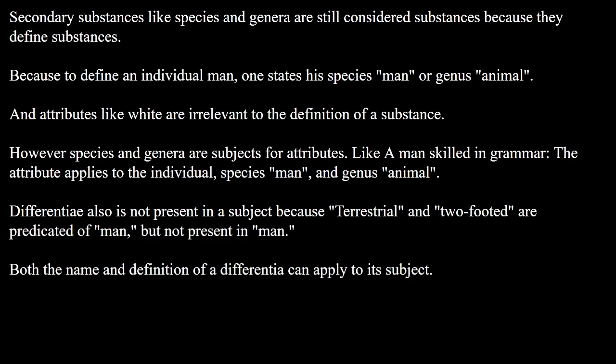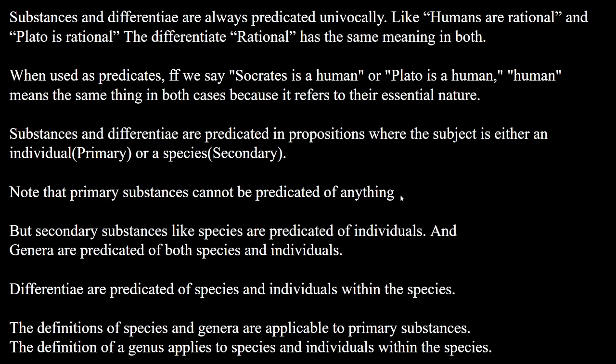However, species and genera are subjects for attributes. Like a man skilled in grammar, the attribute applies to the individual, the species man and genus animal. Differentiae also are not present in a subject because terrestrial and two-footed are predicated of man, but are not present in man itself. So both the name and definition of a differentia can apply to its subject. Substances and differentiae are always predicated univocally. For example, humans are rational and Plato is rational, the differentia rational has the same meaning in both.